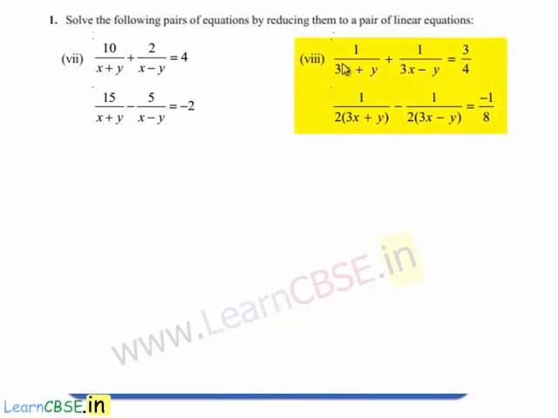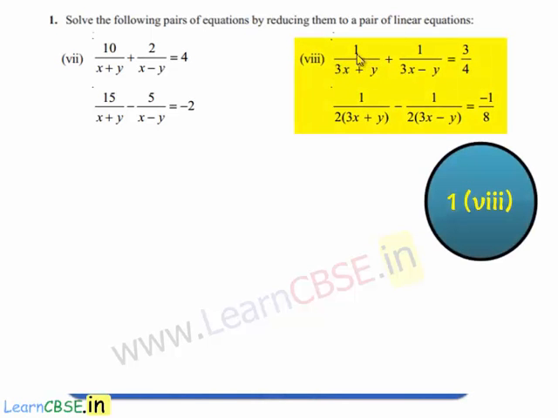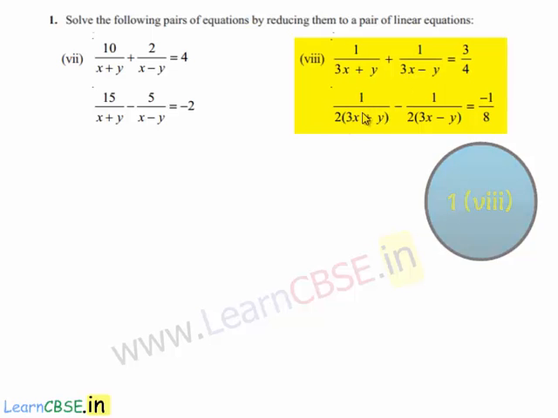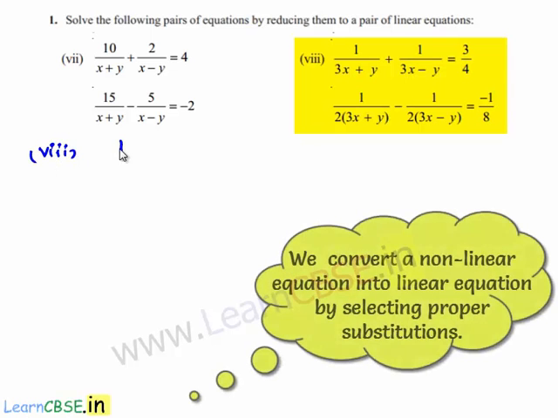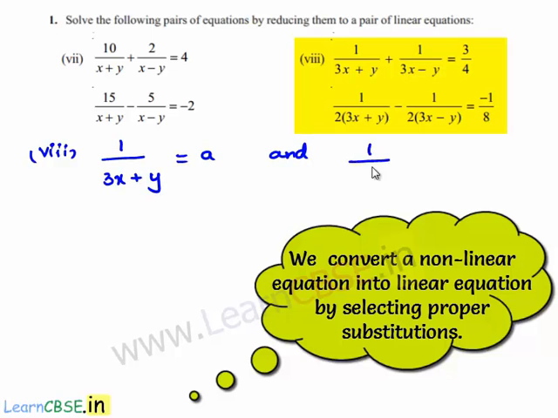Coming to the 8th bit, the given equations are 1 by 3x plus y plus 1 by 3x minus y is equal to 3 by 4 and 1 by 2 times of 3x plus y minus 1 by 2 times of 3x minus y is equal to minus 1 by 8. So let us assume 1 by 3x plus y is equal to a and 1 by 3x minus y is equal to b.